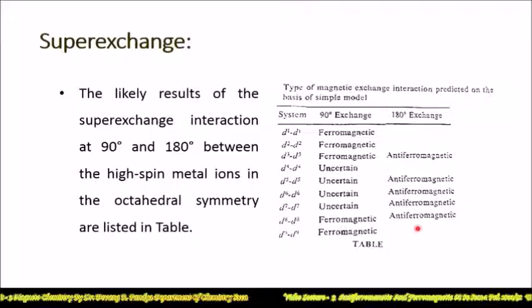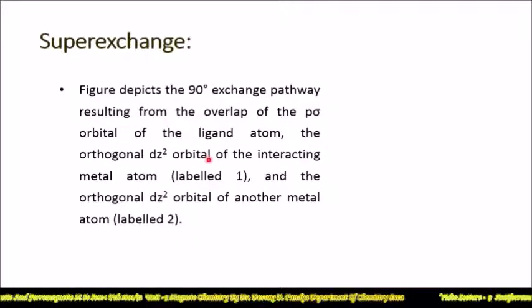The figure depicts the 90 degree exchange pathway resulting from the overlap of the p sigma orbital of the ligand atoms, the orthogonal dz² orbital of the interacting metal atom labeled 1, and the orthogonal dz² orbital of another metal atom labeled 2. This interaction leads to ferromagnetism. Here you can see that ferromagnetism is observed at the 90 degree superexchange pathway, dz² p sigma to dz² overlap.